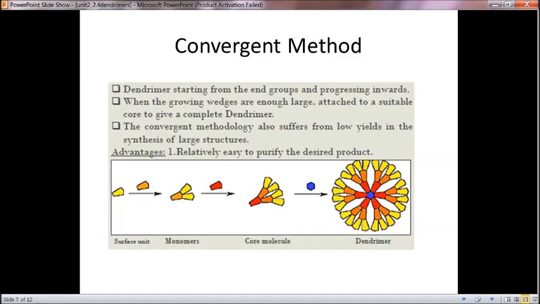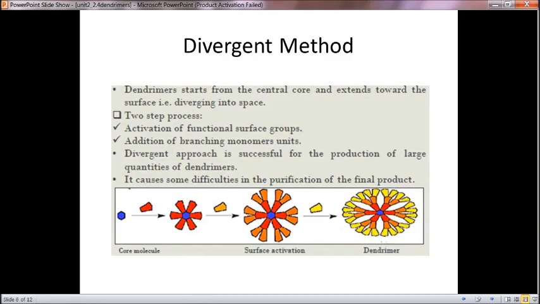The advantage is that it is relatively easy to purify the desired product, as we are getting inside into the core. From outside to inside we are entering, and so purification is easy, but low yield of synthesis is there. Low yield is also there in the divergent method, but it is very useful for making them in large quantity.